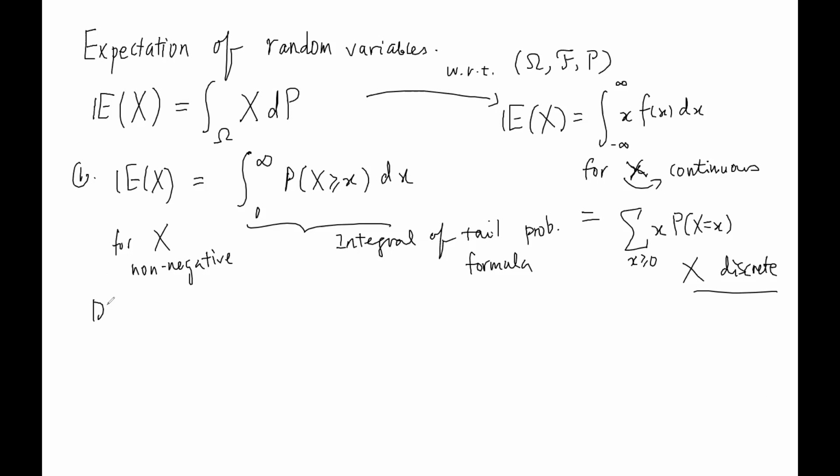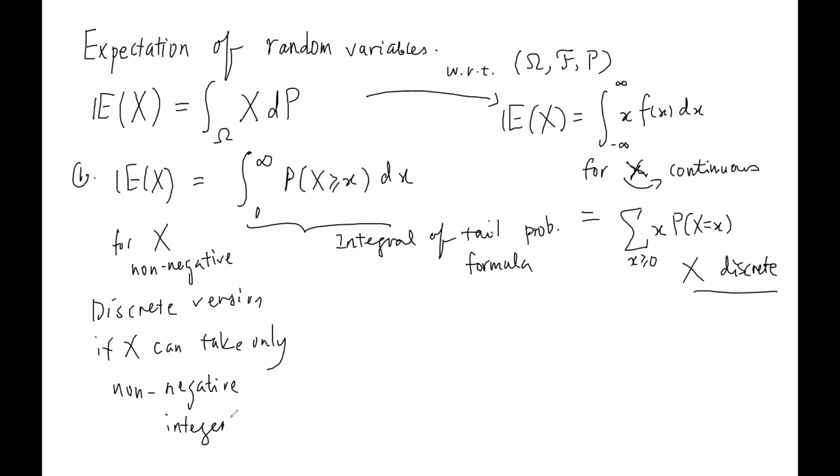Okay. Now it has a discrete version. So if X can take only non-negative integers, then your expectation of X becomes the sum instead of the integral. It starts from 1. All right. In fact, you can actually obtain this. This is actually quite easy to get from here.